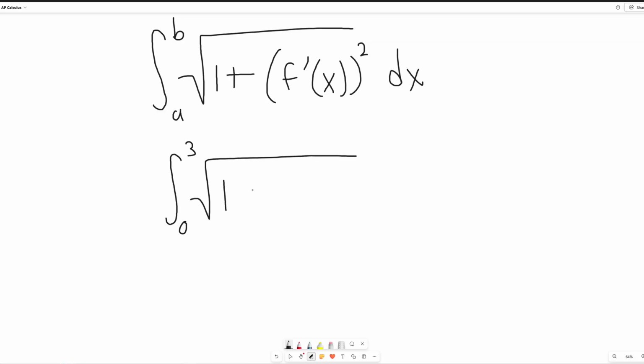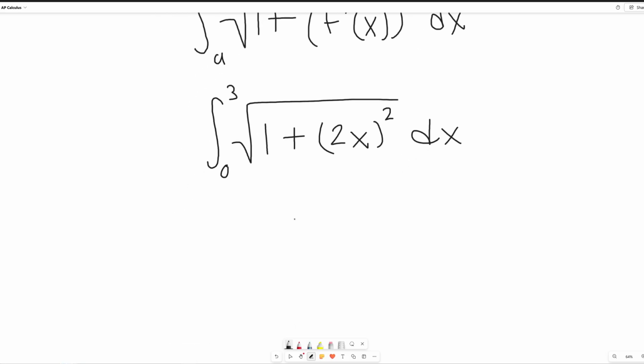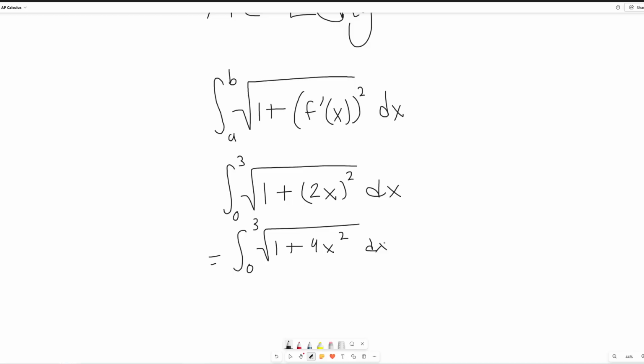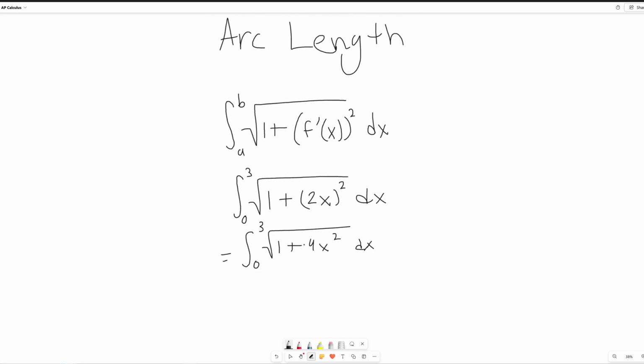Square root 1 plus, okay, what is f prime of x? If f of x is x squared, f prime of x is 2x. Square it, dx. So, the arc length is just going to be the integral of the square root of 1 plus 4x squared, dx. This is your answer for arc length. So, this very often will be on an MCQ. On the BC test, you automatically have one arc length question. So, there's a few ways it can be asked to you.